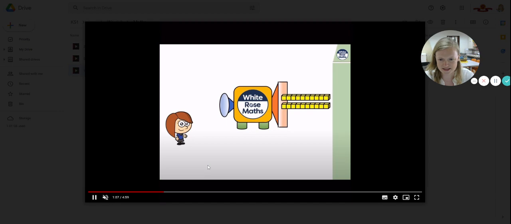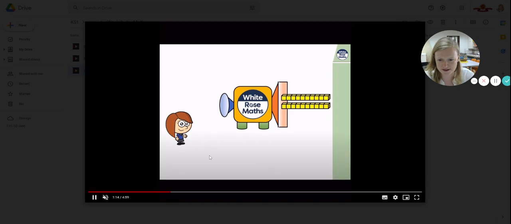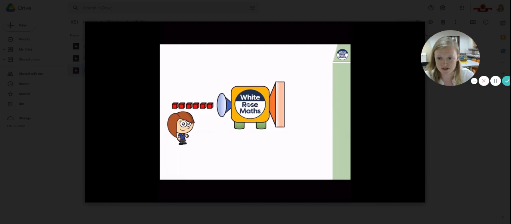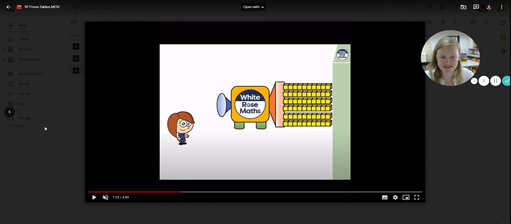Let's see what happens next. What's she going to get? How many 1s is she going to put into her machine? Come on, Rosie. Can you count them? 1, 2, 3, 4, 5, 6. 6 1s gone into the machine. And they've been multiplied. The multiplier machine has worked.